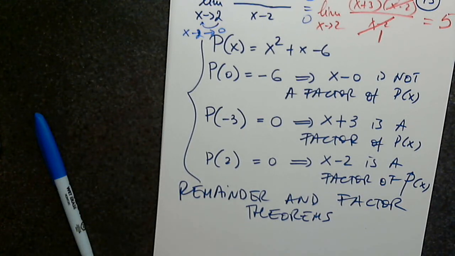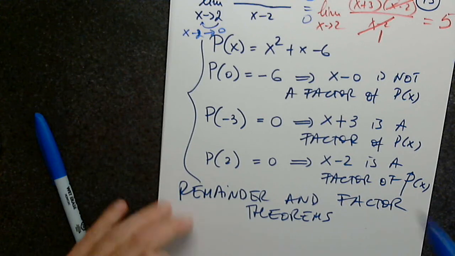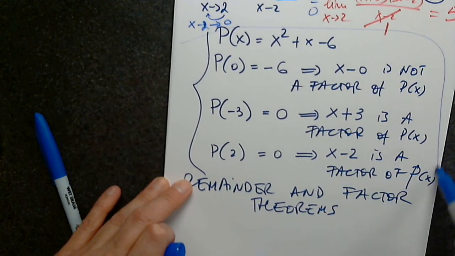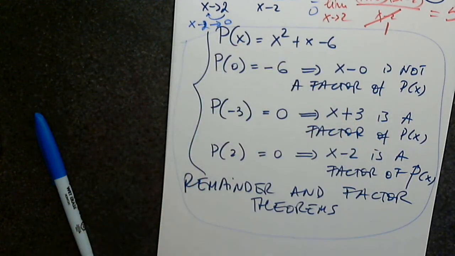Any questions? But please remember this. This is the theory behind why I'm looking for getting rid of x minus 2. That's what I'm looking to get rid of, x minus 2, because I plugged in 2 in a polynomial and I got 0. Therefore, x minus 2 is the problem. If I plug in negative 3 and I get 0, then the problem is x plus 3.